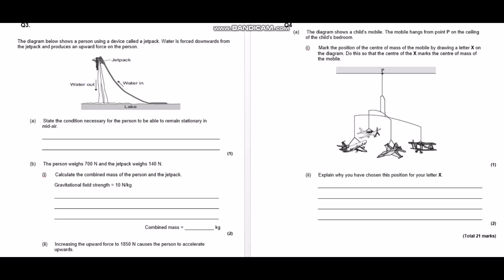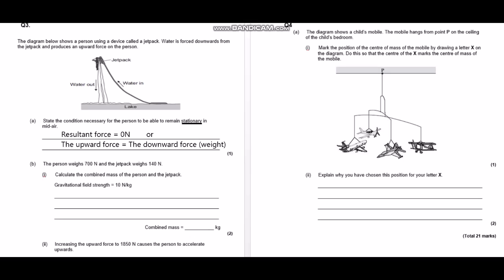So, the key word there is stationary, which tells us that the forces acting on that person are balanced. If they are balanced, that means there is no resultant force. So the resultant force equals 0 newtons, or the upward force is equal to the downward force, which is the weight. Either one of these would get you the mark.